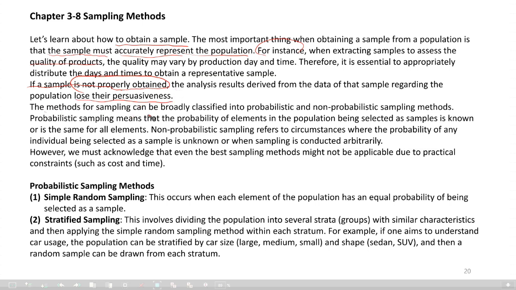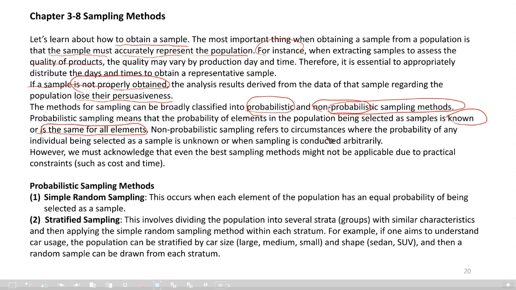The methods for sampling can be broadly classified into probabilistic and non-probabilistic sampling methods. Probabilistic sampling means the probability of elements in the population being selected as a sample is known, okay, or is the same for all elements. We call that probabilistic sampling method. Non-probabilistic sampling method refers to others.